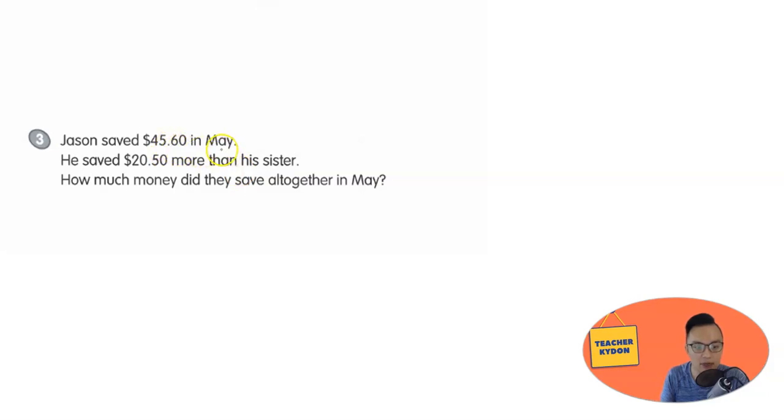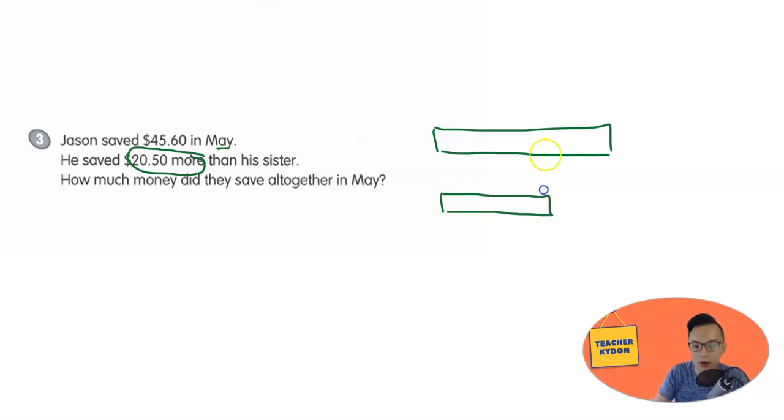Okay, Jason saved this amount in May. He saved, okay, again, I have something more, right? Once I have something more, I don't care what it is already. I just draw my long model, and then I draw my short model, and then I draw my cut. And once I see that, then I will say he saved $20.50 more, right? So I just write here $20.50. All right. So Jason saved this amount in May. He saved more than his sister. So Jason is here, sister is here. And he saved $45.60.